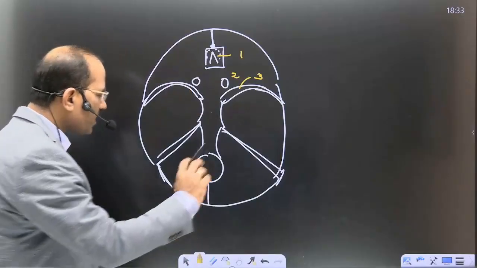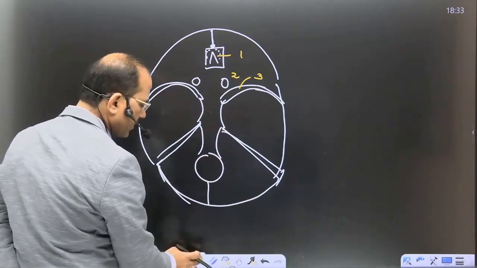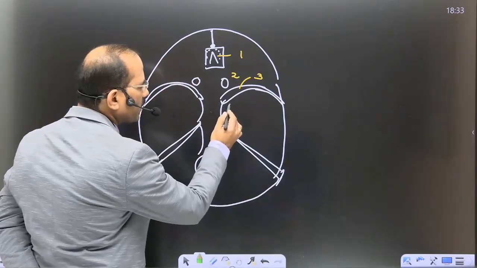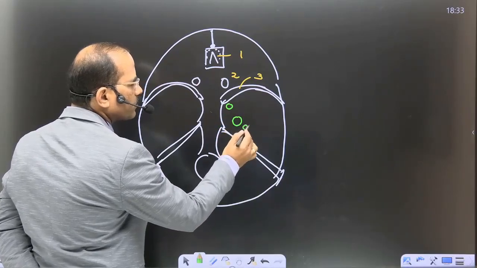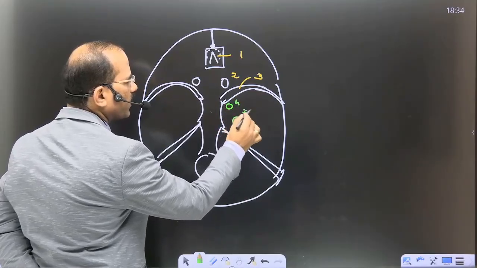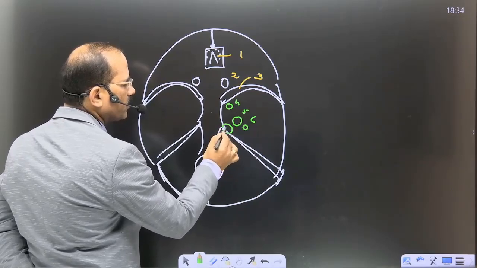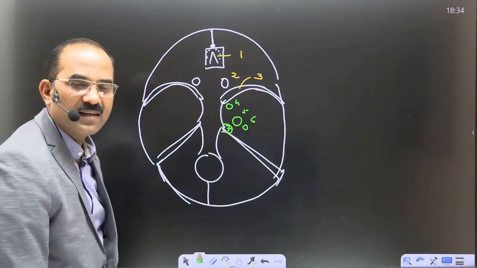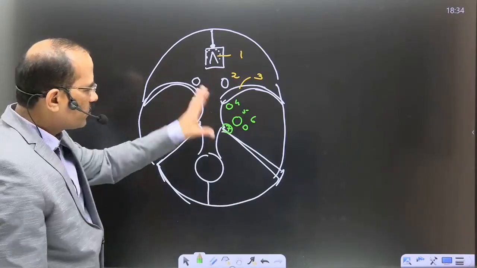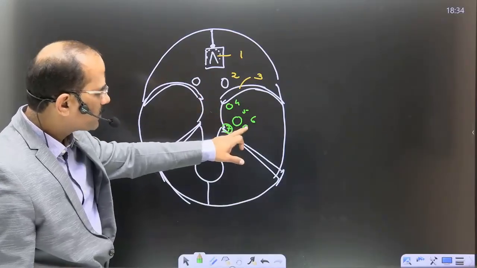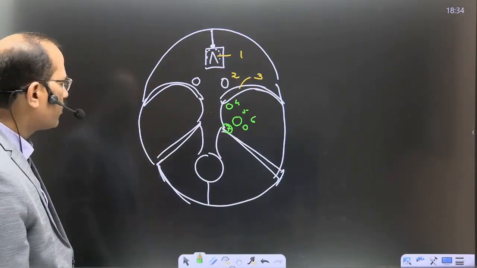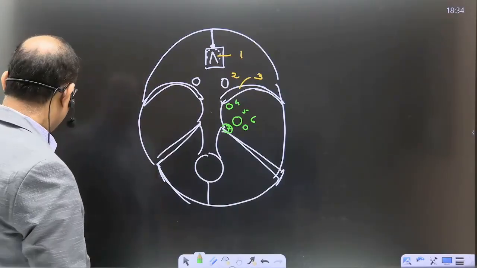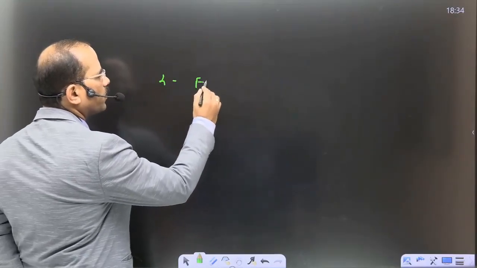Excellent. And now we get the foramina here. Look, this is the first foramen, foramen rotundum. This is foramen ovale. This is foramen spinosum. I'll number these as 4, 5, 6. And this big foramen here, 7, is foramen lacerum. So we'll see foramen rotundum, foramen ovale, foramen spinosum, and foramen lacerum. Let us write this down. What passes through these foramina? Number 4 is foramen rotundum.